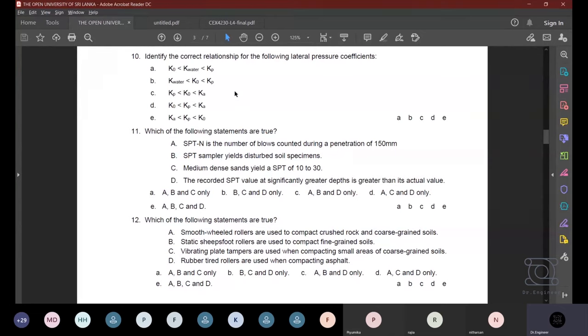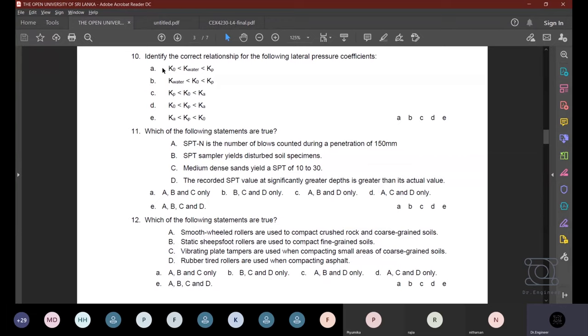Typically, passive is much higher. Passive is the largest one. Active will be the smallest, and K naught will be somewhere in the intermediate. So as we know, KP is the largest one, so A and B would be the only possible solutions. All three options, C, D, E, are wrong.